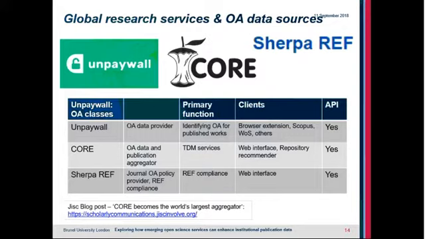Unpaywall and Core services aggregate information on OA content and locations, for example, outputs hosted by institutional repository systems and publisher platforms. We chose these services because of the size and type of the data holdings, and our confidence in the quality of the data. Unpaywall and Core are regularly used in mainstream research and information system tools. You'll also note that all these services serve a different primary function within the research landscape, and there's a range of clients and different means of accessing this underlying data.